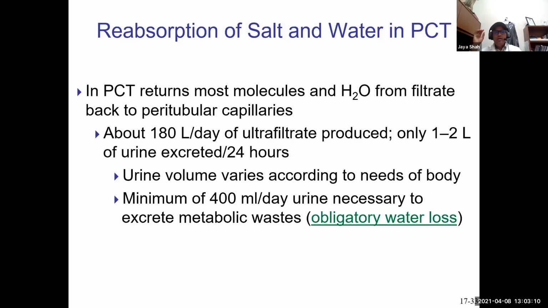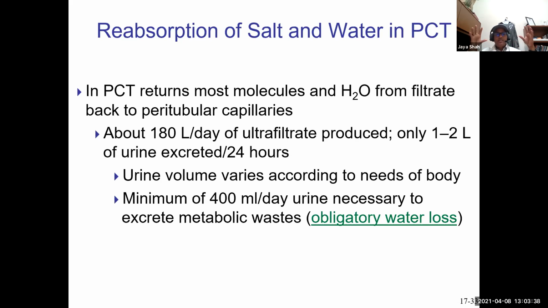So let's say our kidney has filtered 100 ml of blood or filtrate in X amount of time. 65 ml will be taken back as it passes through the proximal convoluted tubule, okay? So about 180 liters per day of ultrafiltrate is produced.